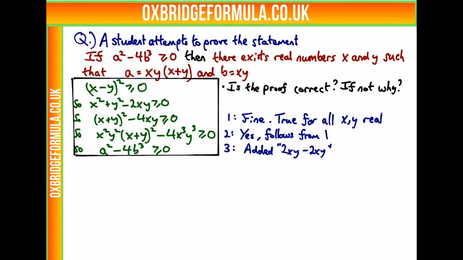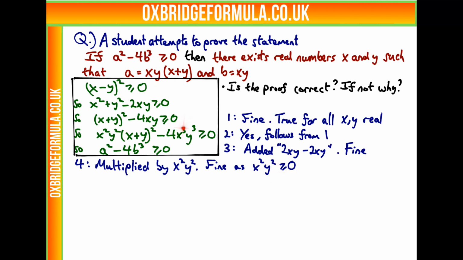What about the fourth line? What's he done to get to this step? Well, you can see there's an extra x squared y squared on the left-hand side. So he's just multiplied x squared y squared onto the left-hand side and the right-hand side. Is that okay? Well, yes, because x squared y squared is going to be bigger than or equal to 0. So this preserves the inequality. Now let's go on to the fifth line.